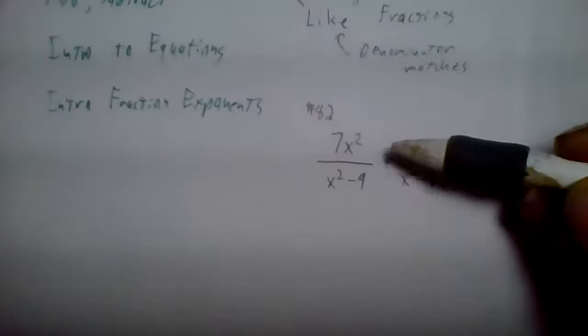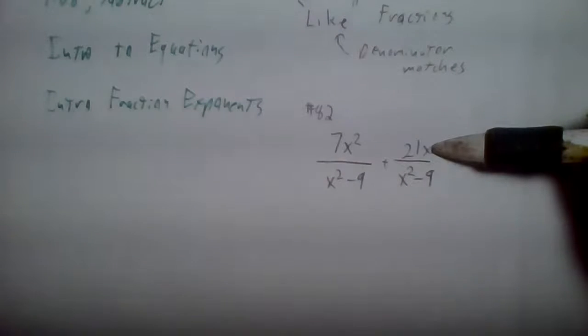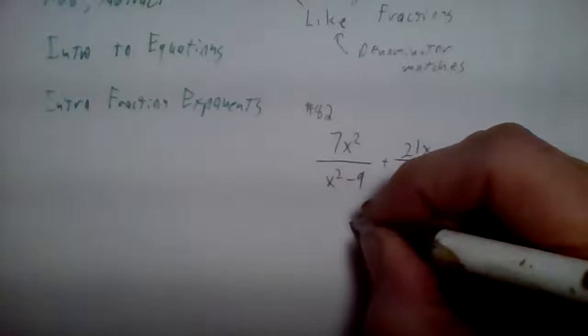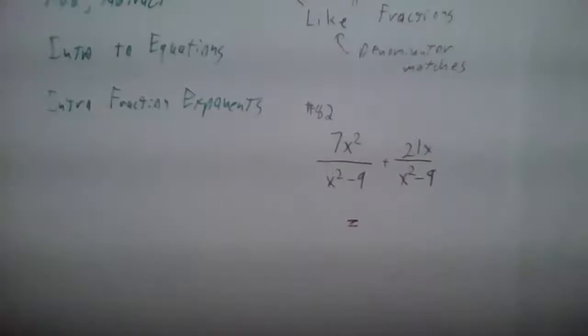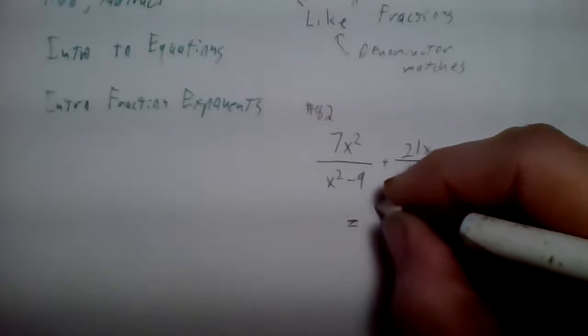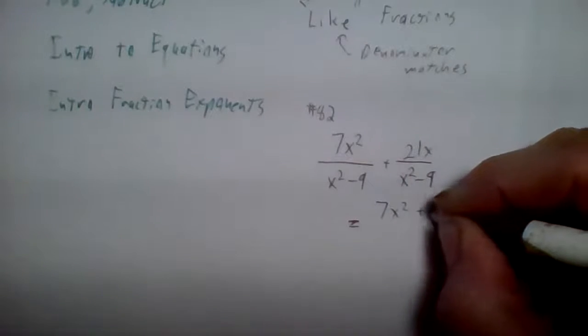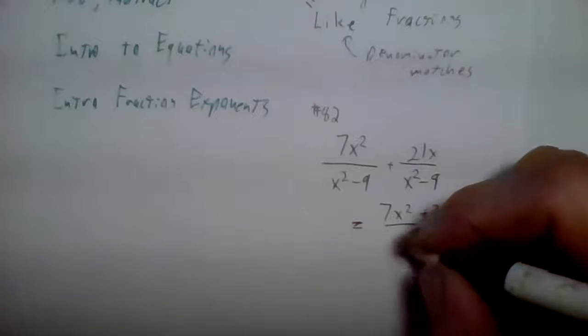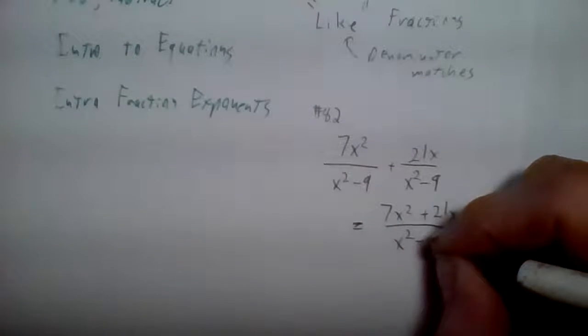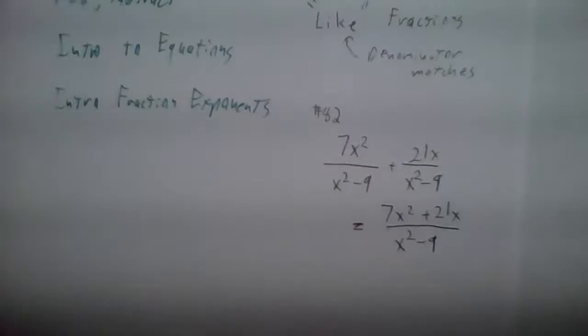This is going to go ahead and add up, and that'll be still over x squared minus 9. So the short version of answering this is I go ahead and add the numerators. This is addition. I get 7x squared plus 21x and keep the denominator the same. That common denominator just stays there, still on the bottom. And that's sort of it, except that we always want to write our answers in simplest form.